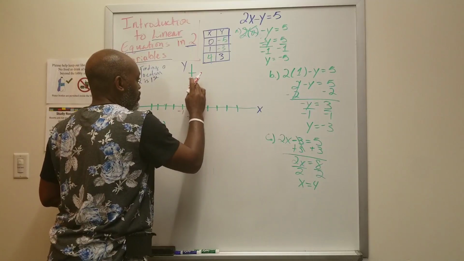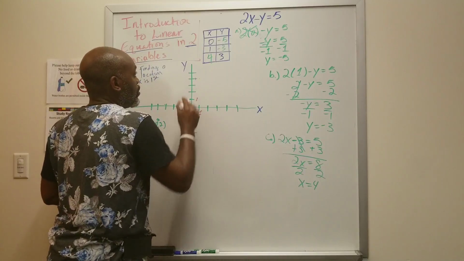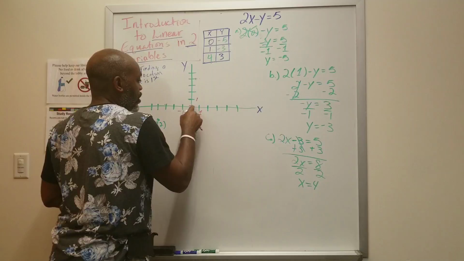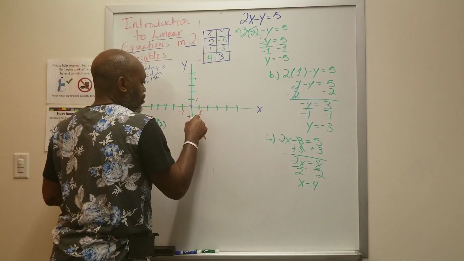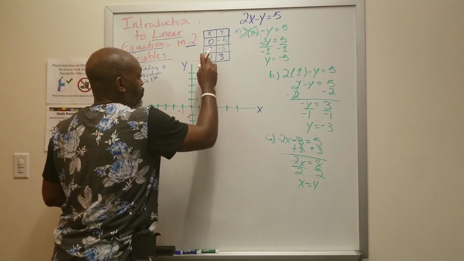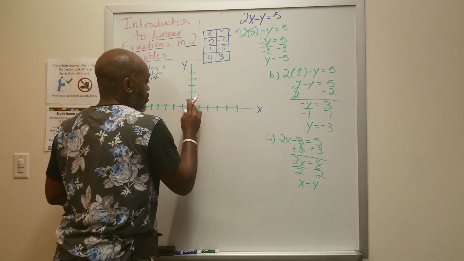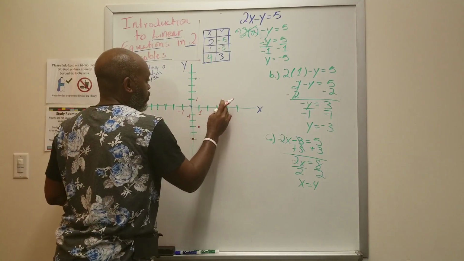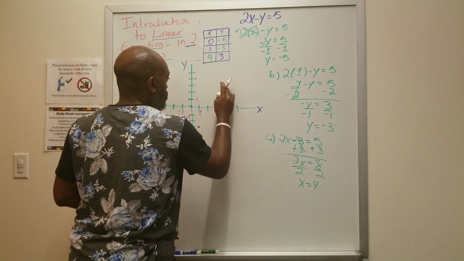0, negative 5, 1, negative 3, positive 1, 1, 2, 3, and then 4, 3. Got 1, 2, 3, 4, and then 1, 2, 3.